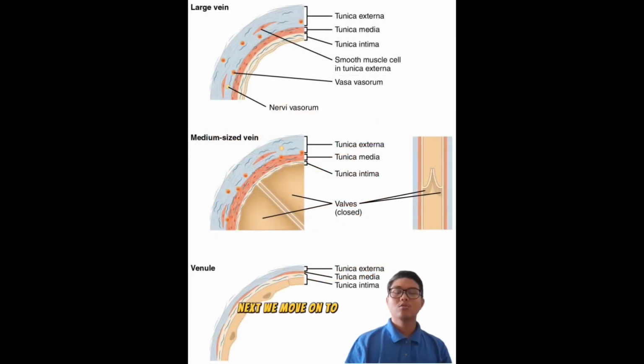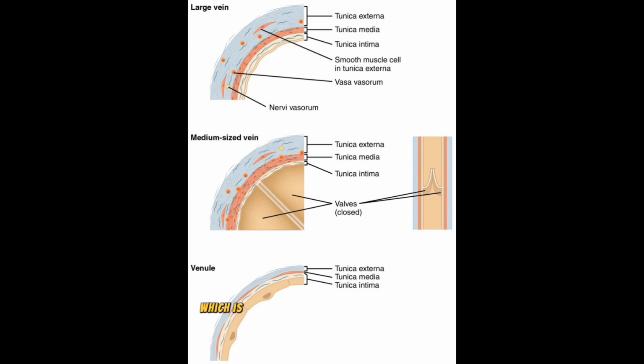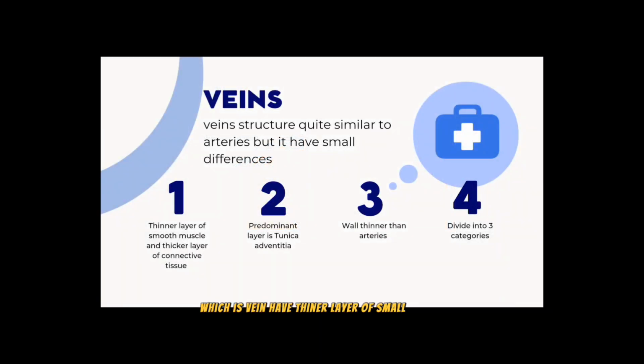Next, we move on to the veins. The structure of veins is quite similar to arteries but with small differences, which is that veins have a thinner layer of smooth muscle and a thicker layer of connective tissue. The predominant layer of veins is the tunica adventitia. The wall of a vein is thinner compared to arteries. Veins are divided into three categories.